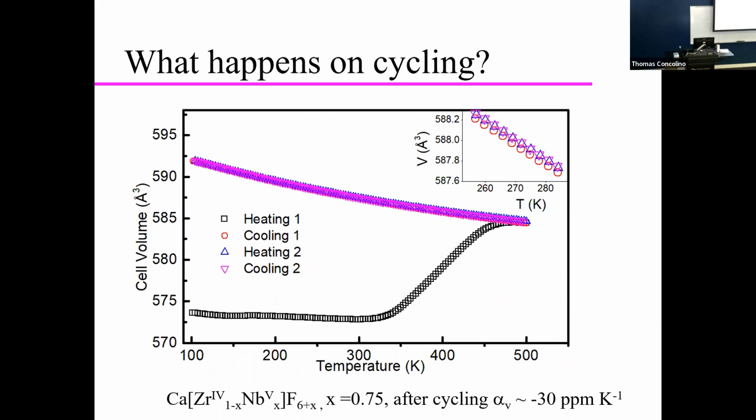This is the x equals 0.75 sample. Being made at high temperatures, it's been sitting around on the bench for a month. We cool it down, we warm it up. This is what its lattice constant does. We cool it, we warm it, we cool it. Okay? It's just that first cycle, that heating after sitting on the bench for a month, where you see weird stuff. After this, it reproduces, but it's still negative thermal expansion, even though we have lots of excess fluorine.